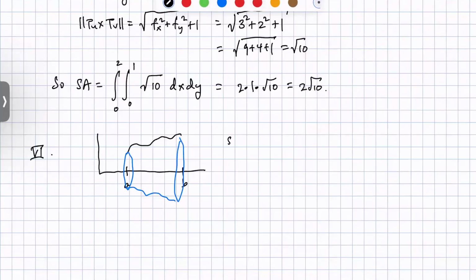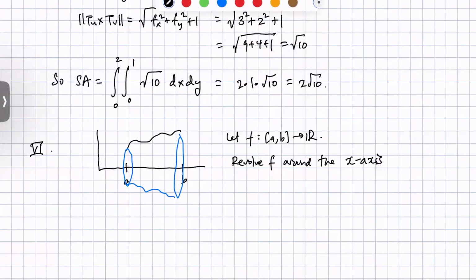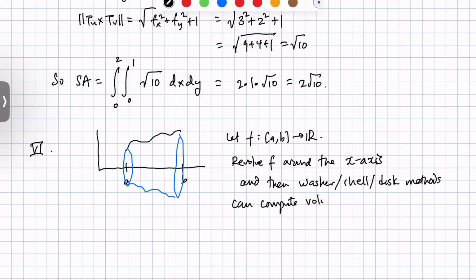So let f be a function from [a, b] to R. Then we revolve f around the x-axis. The washer, the shell, the disk methods can compute volume. But what about surface area? What about the surface area of something obtained by revolution?